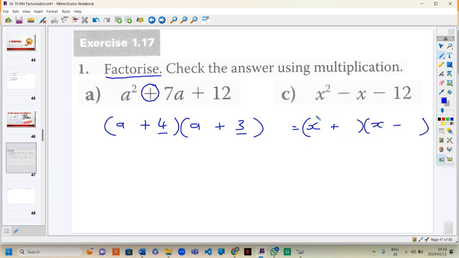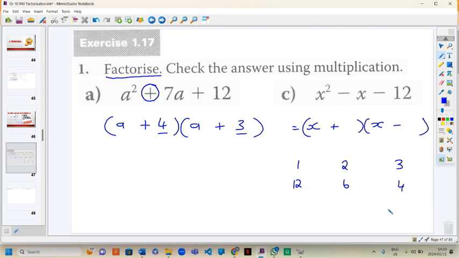Now again, same thing. How did I get these last terms inside my brackets? I asked myself, what are the factors of 12 that add up to positive 7? So I'm going to do the same thing. Let's get to my factors of 12. I've got 1 and 12. I've got 2 and 6. And I've got 3 and 4.